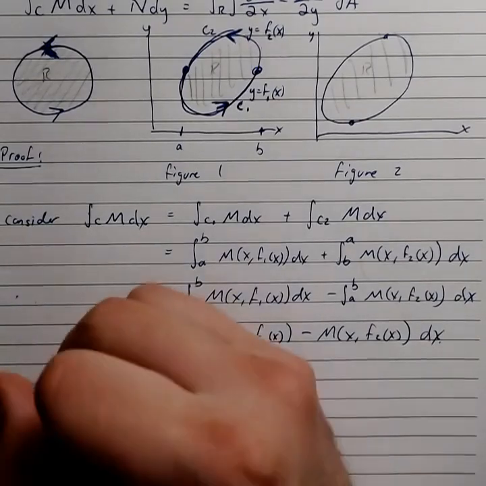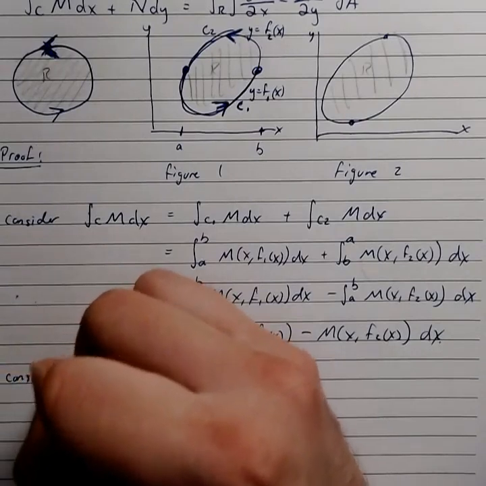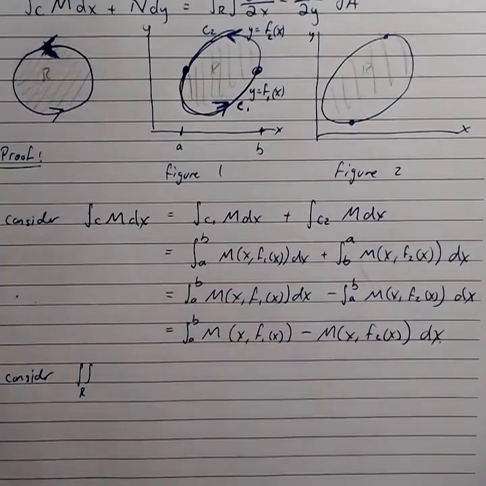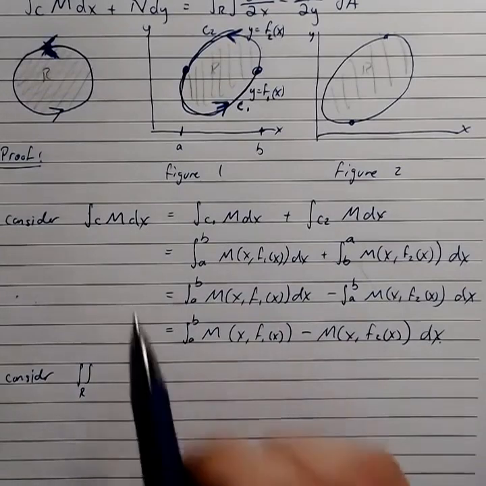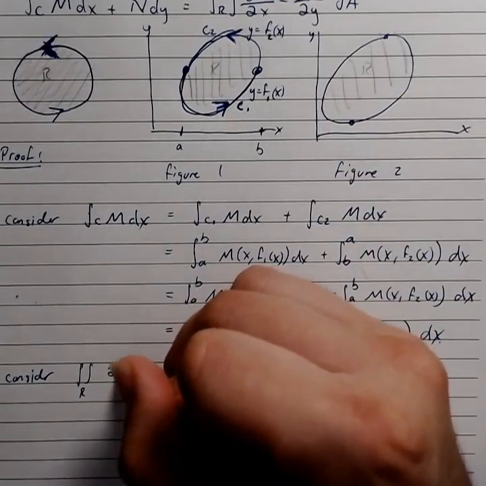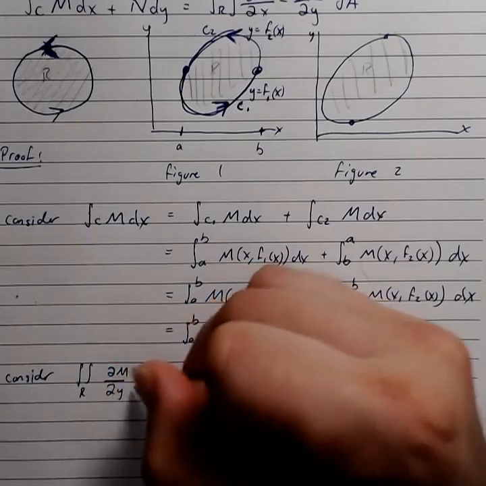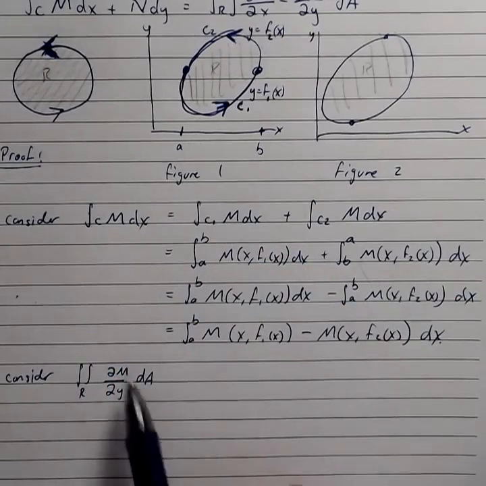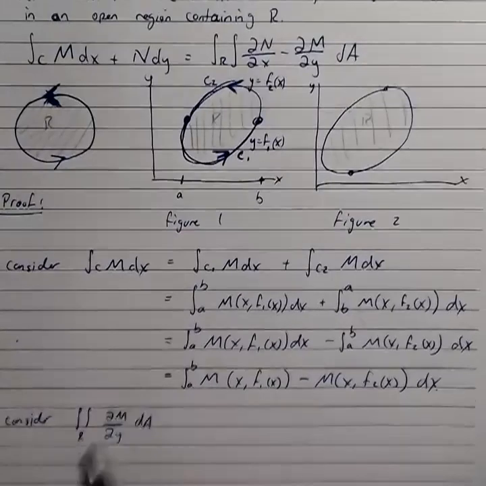Now consider the double integral over a region R of ∂M/∂y dA. All right. Well, now that has nothing to do with a line integral. This is the double integral. We're back in chapter 14.